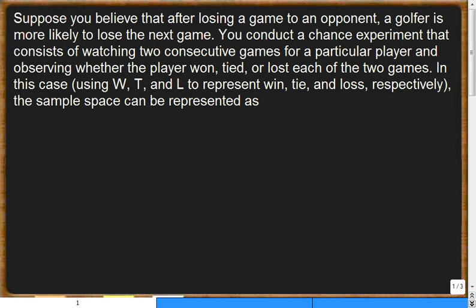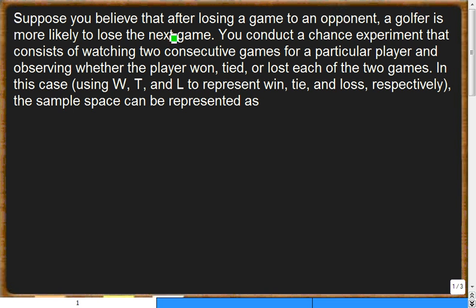Okay, so we're talking about chance experiments and events for probability. The first thing you need to know about probability is that you're looking at the likelihood or the frequency of something happening over an entire sample space. We're going to look at creating some sample spaces and how we interpret different events that could happen from that.